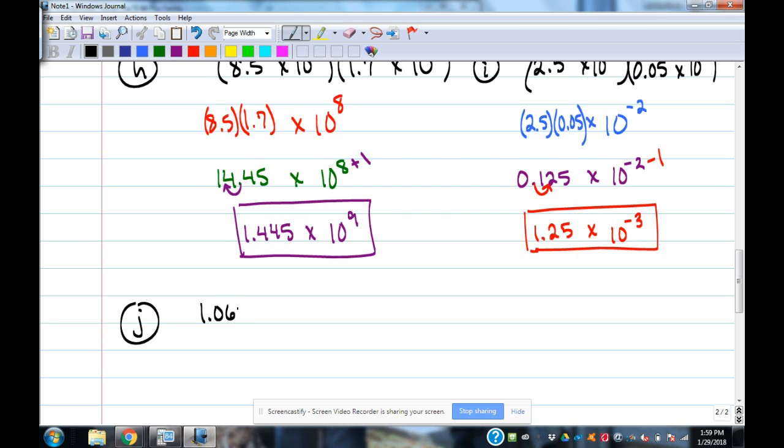Got 1.06 times 10 to the negative 4. 1.05 times 10 to the negative 3.